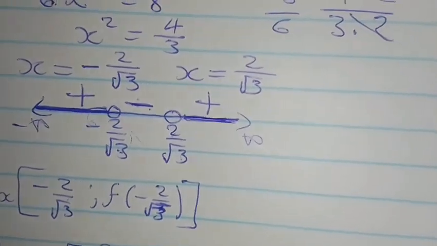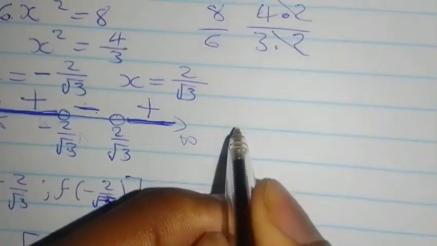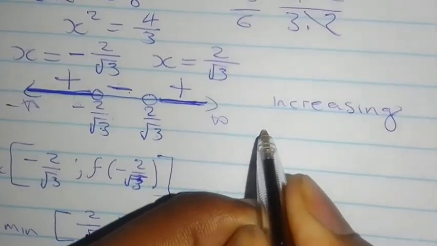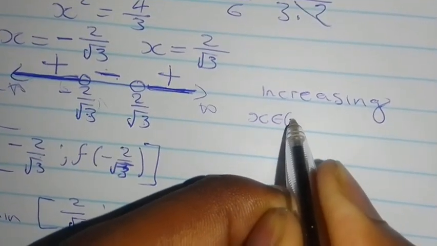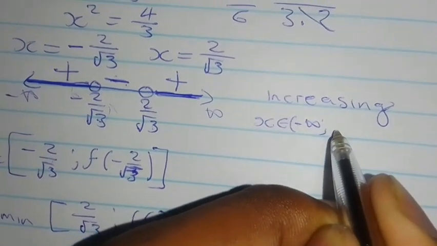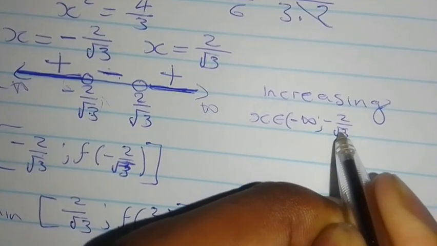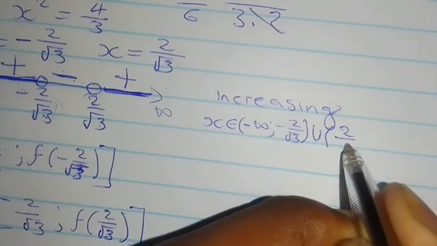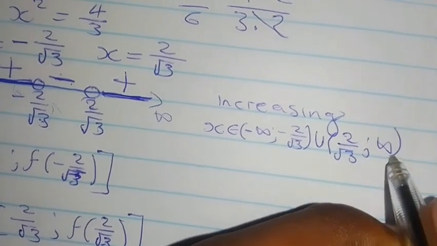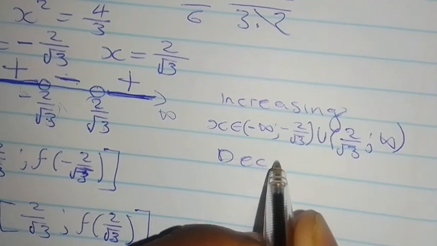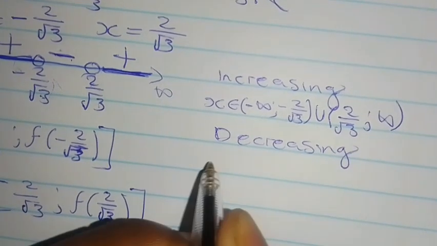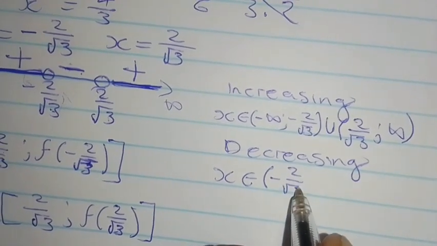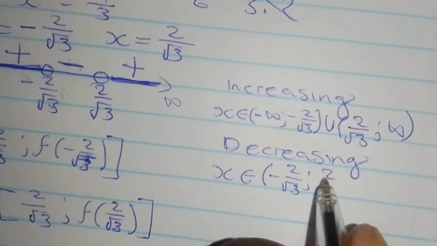So where's the function increasing? The function is increasing for x between minus infinity and minus 2 over root 3. Or it's also increasing on the interval from 2 over root 3 all the way to infinity. Now, where's the function decreasing? The function is decreasing for x between minus 2 over root 3 to 2 over root 3.